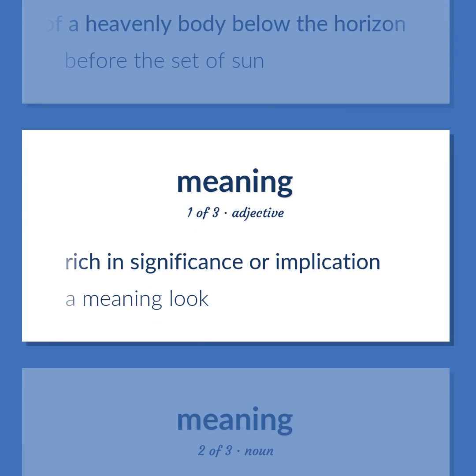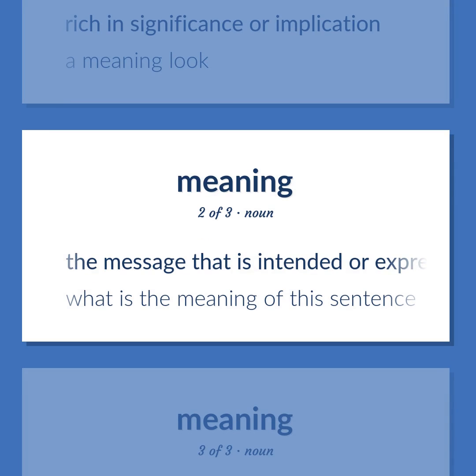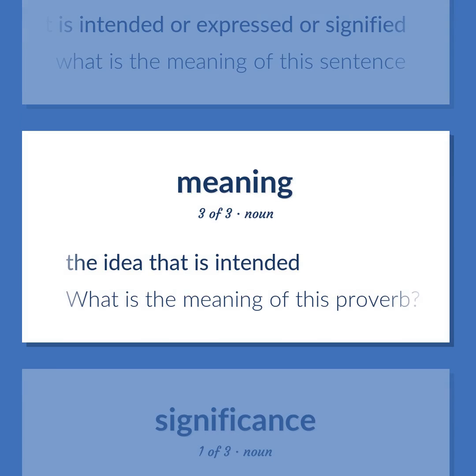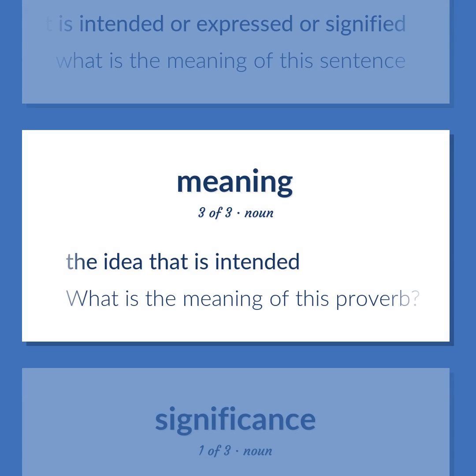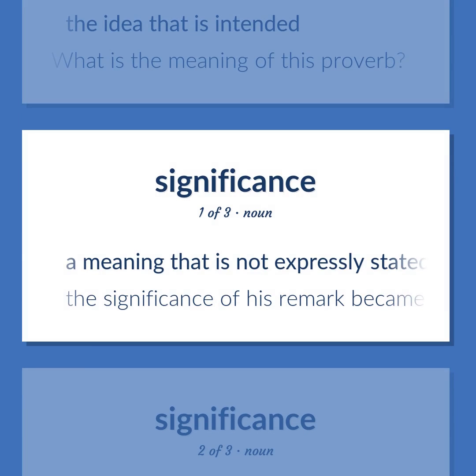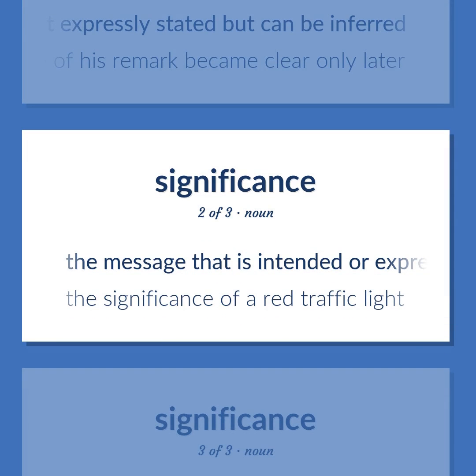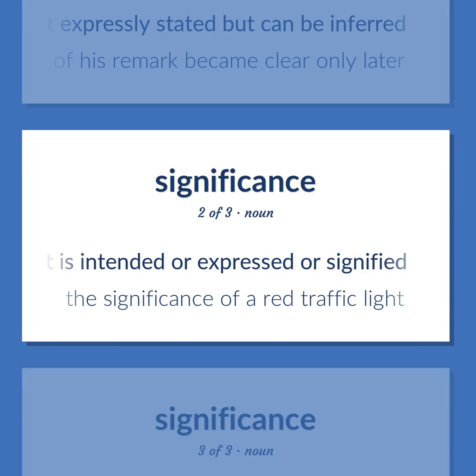Rich in significance or implication. A meaning look. The message that is intended or expressed or signified. What is the meaning of this sentence? The idea that is intended. What is the meaning of this proverb? A meaning that is not expressly stated but can be inferred. The significance of his remark became clear only later. The message that is intended or expressed or signified. The significance of a red traffic light.